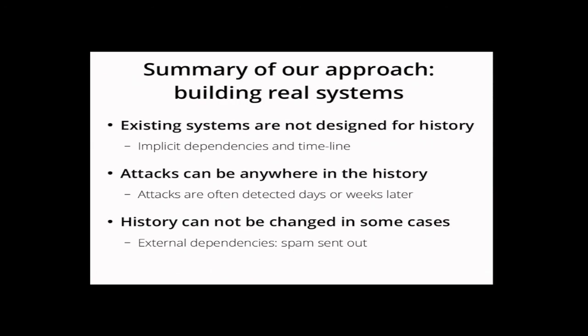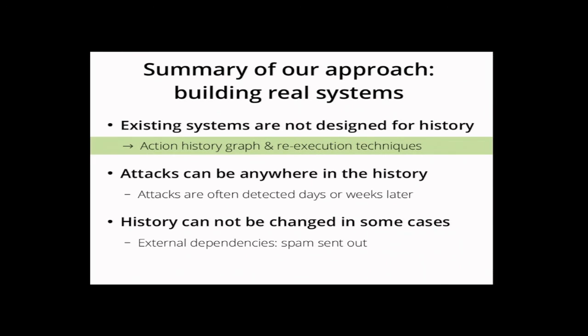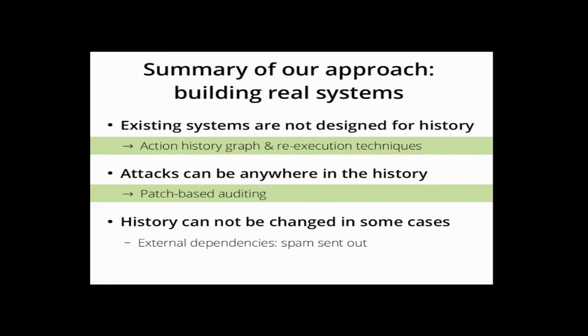And this is a summary of our approach in implementing this idea as a real system. First of all, since existing systems are not specifically designed with history in mind, we first define our new data abstraction called the action history graph. And also, in order to make this approach more practical, we introduced two new re-execution techniques. Secondly, detecting attacks by using history is quite difficult, so we introduced the patch-based auditing system, so that we can automatically pinpoint the original entry point of the attack.